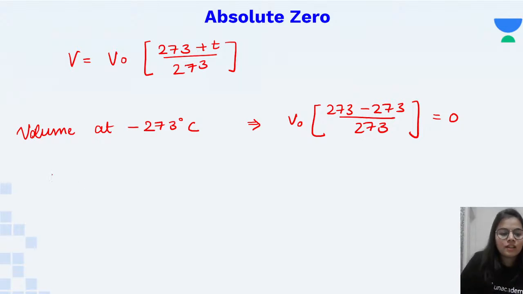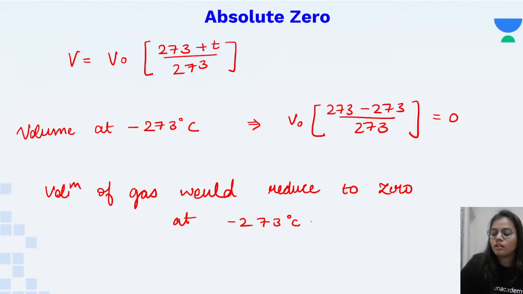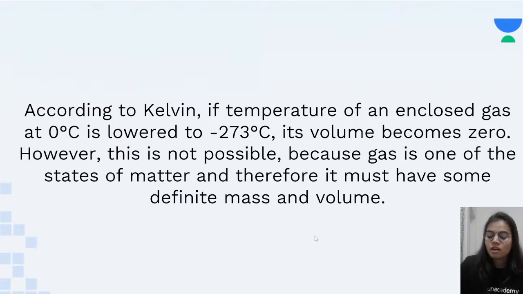Okay, now what we can say, that volume of gas would reduce to 0 at which temperature? Minus 273 degree centigrade. Okay, so what was said by Lord Kelvin? If the temperature of any enclosed gas at 0 degrees Celsius is lowered to minus 273 degrees Celsius, the volume of that gas will become 0.